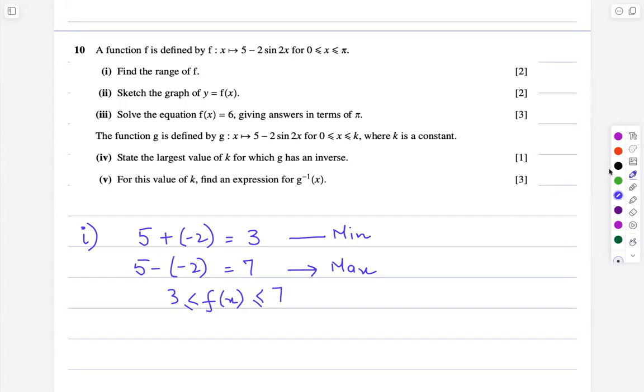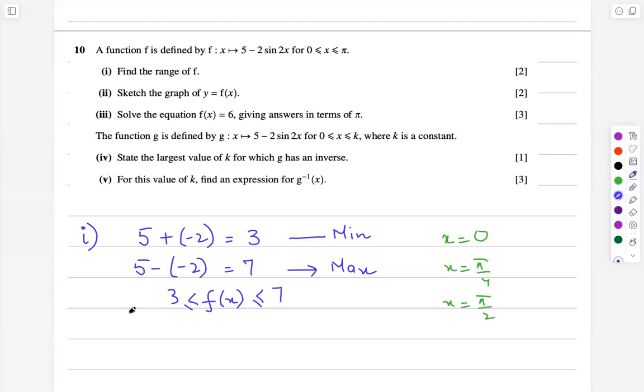Another way to find the range of f could have been to assume values of x as 0, pi upon 4, pi upon 2, pi and 2 pi upon 3, and then find the maximum and minimum values. From that, we would have observed that the maximum and minimum values would have been 7 and 3.